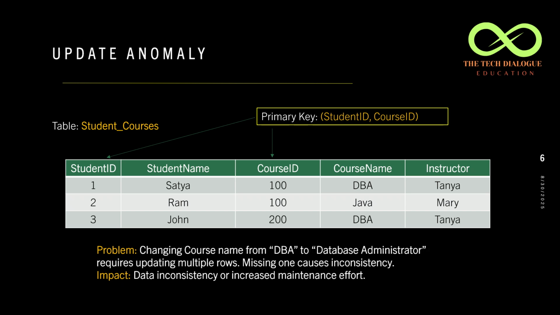In our student courses table, let's say Satya and John are enrolled for DBA course. If the college decides to change the name of the course from DBA to database administrator, you will have to update both the rows. If you miss one, the same course ends up with multiple names. One row says DBA, the other row says database administrator. That's an update anomaly. Redundant data forcing you to update multiple places, risking inconsistencies if you are not careful.